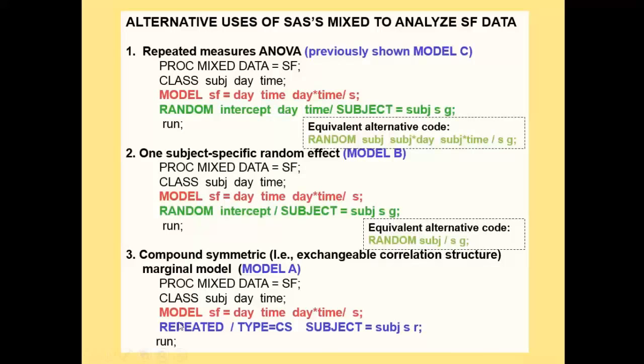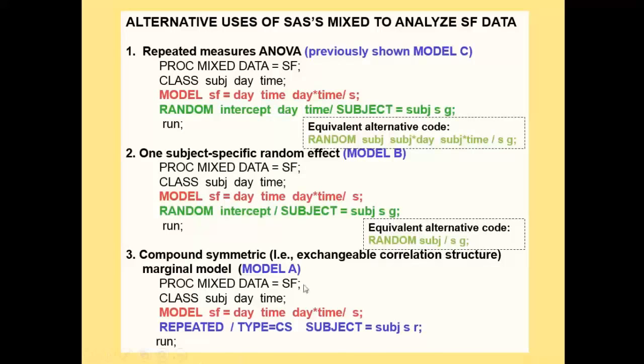Now, what about 3? Now you notice code 3 has a repeated statement, but no random statement. So what's code 3 doing? What kind of model? Marginal model? Random effects model? It's a marginal model because there's no random statement. So what kind of a marginal model is it? Compound symmetric. How do you know? Because you see, type equal to CS.